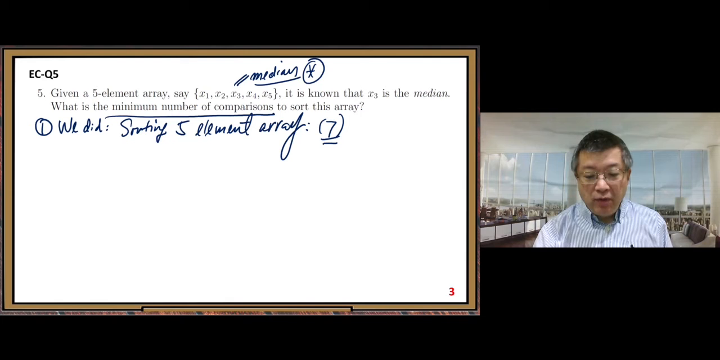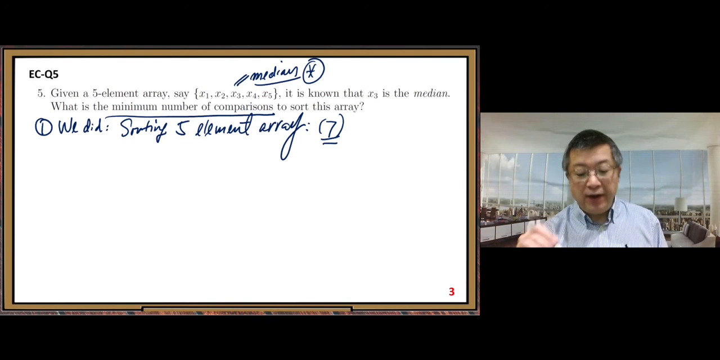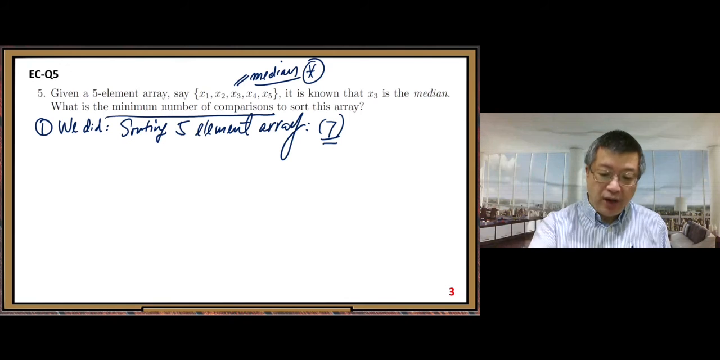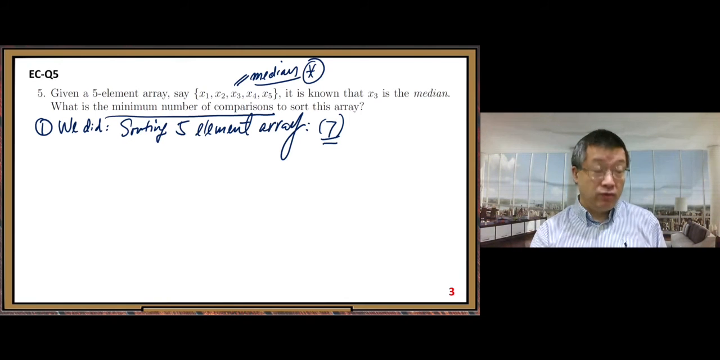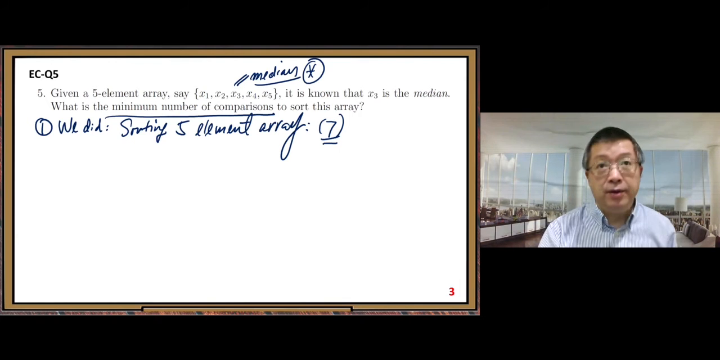That means with this extra information, median information, we should do better than 7. Smaller number of comparisons than 7. Okay? We don't have that information and we can already do it in 7 comparisons. With this median information, we can only do better than that.